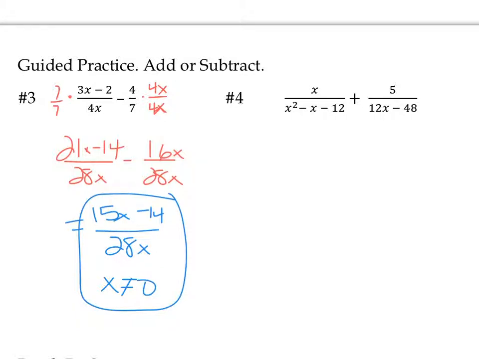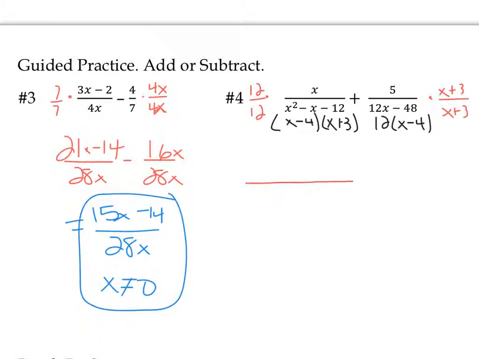If we look at number 4, we're going to have to factor those two denominators first. So this first denominator factors to x minus 4 and x plus 3. And if we factor a 12 out of the second denominator, we end up with 12 and then x minus 4. So if we look, this first denominator doesn't have a 12 in it, so I multiply by 12 over 12. The second denominator doesn't have an x plus 3 in it, so I'm going to multiply by x plus 3 over x plus 3.